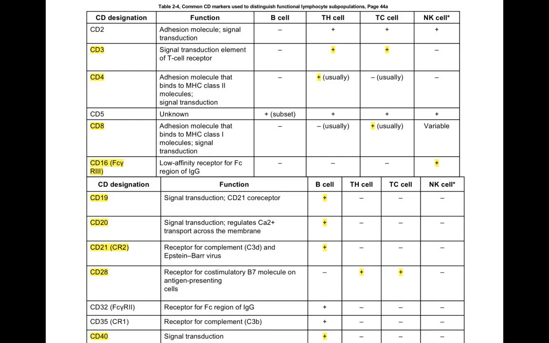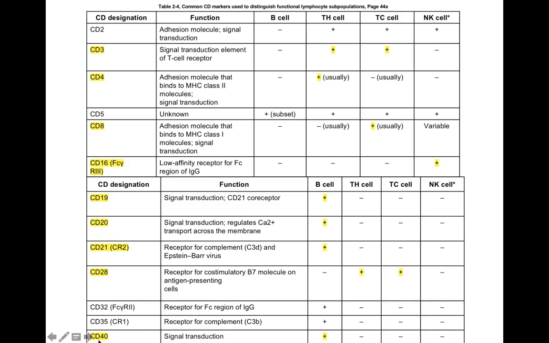B cells have CD19, CD20, and CD21. CD21 is also complement receptor 2, which we look at later on. CD28, we haven't talked about a lot yet, but we will later on. It is important as a co-stimulatory molecule on T cells, and it binds to B7 molecules, which are on antigen-presenting cells.